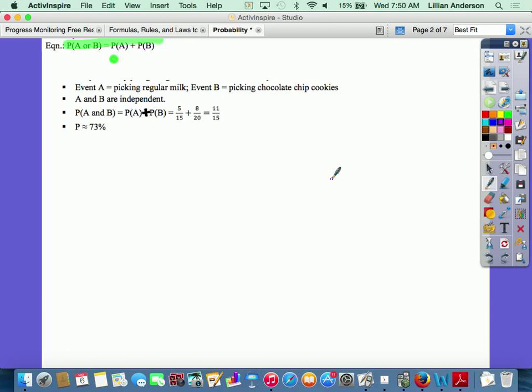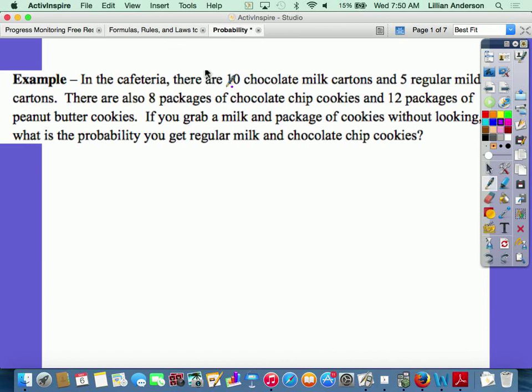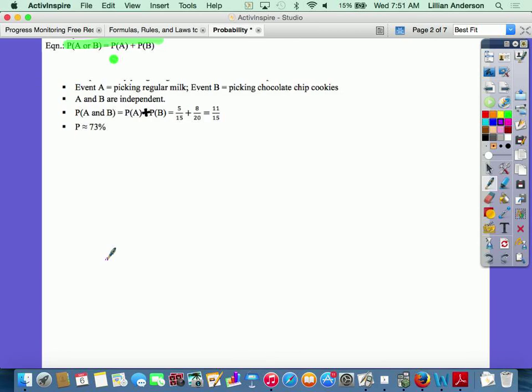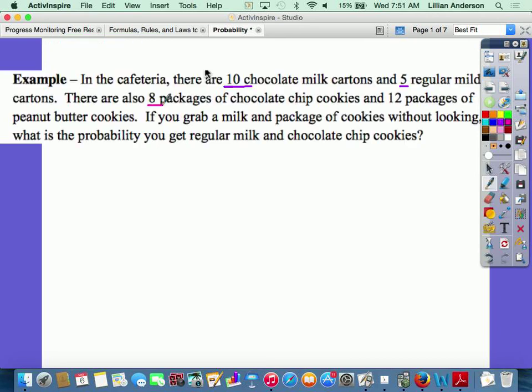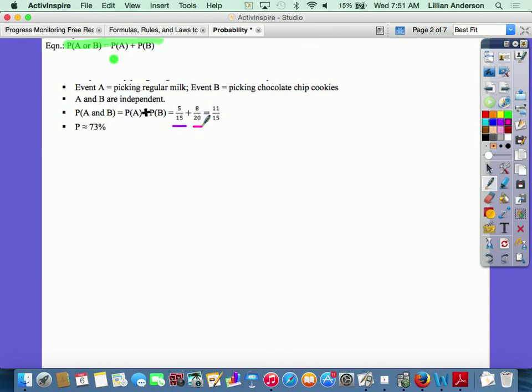So there are 5 regular milk cartons and there are 15 total, okay? Because right here we had the 10 chocolate and the 5 regular, so that made 15. So the probability of picking a regular milk is 5 out of 15. And then for our cookies, we have 8 chocolate chip and 12 peanut butter, which make a total of 20. So the probability of picking a chocolate chip cookie is 8 out of 20. And so what we do is we add those two probabilities together and we get 11 out of 15. So the probability of picking a regular milk and picking chocolate chip cookies is 73%, or 11 out of 15.